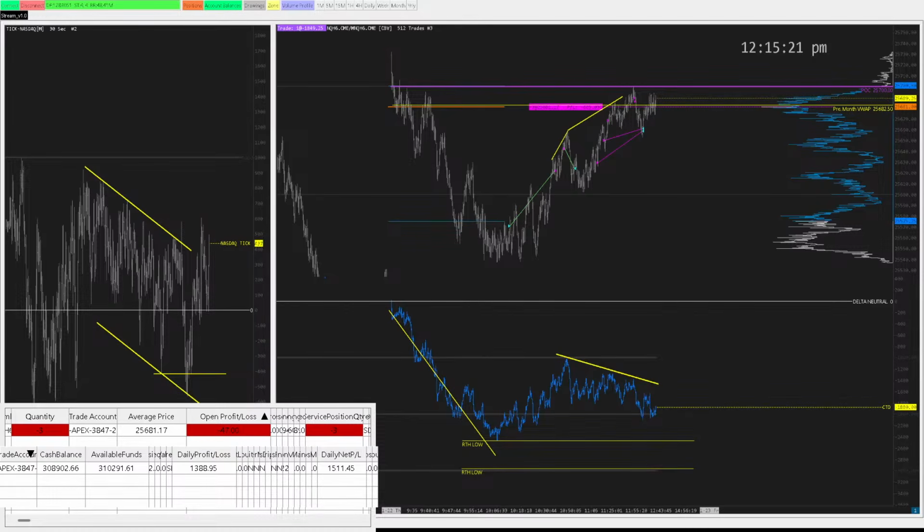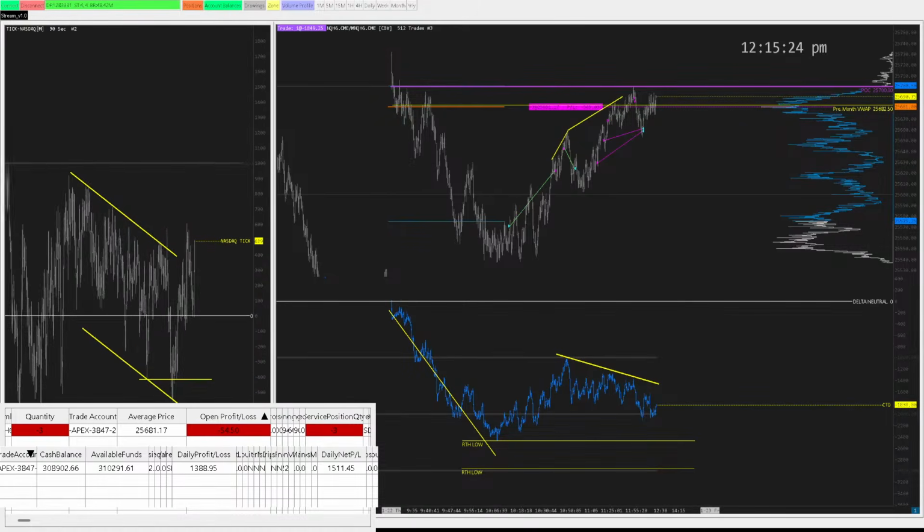So our Nasdaq is starting to rally, and I don't like that.